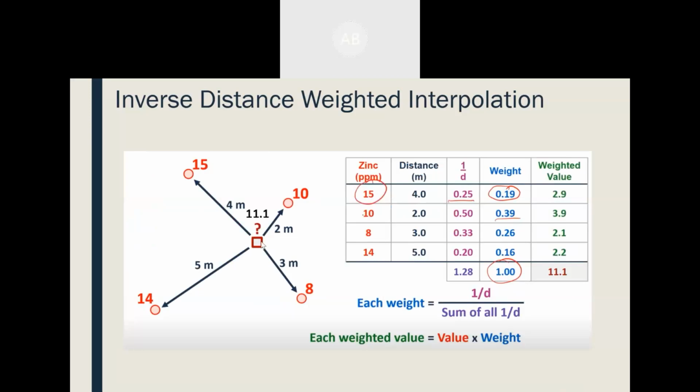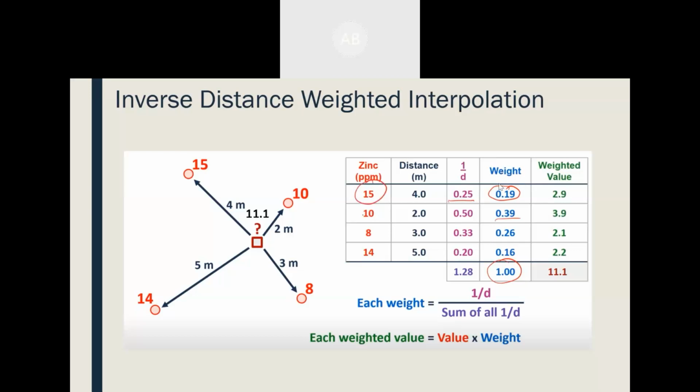So how do you find out the weight? The weight at the unknown point is given by the equation 1 by d divided by the summation of all the 1 by d, that is each of the weights. So when you have a distance of 4, then 1 by d is 0.25, and then the weight is calculated by 1 by d divided by 0.25 plus 0.5 plus 0.33 plus 0.3, that is 1.28. So if you divide 0.25 by 1.28, you get 0.19. Okay, so once you get these individual weights, so this is the weight.